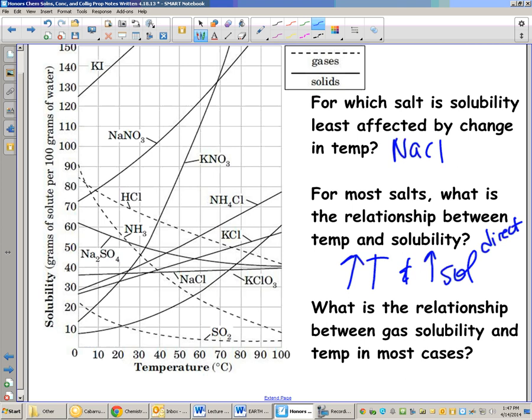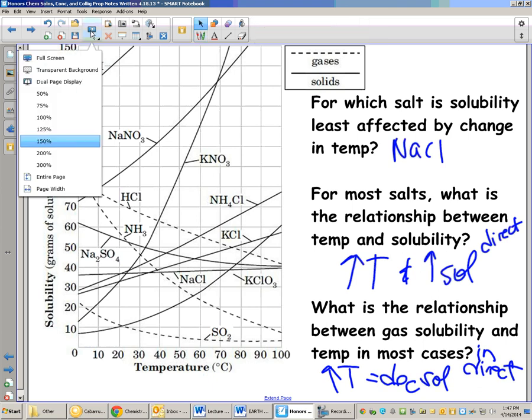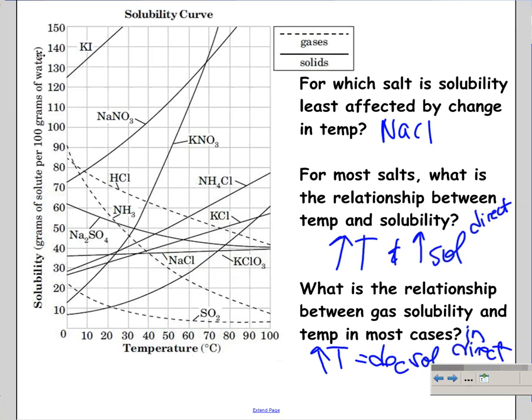All right, what did you guys say for the last one? Temperature. Increased solubility. Indirect, right? Cool. All right, so this is common sense day, and I think most of us are pretty aware of this stuff. You can see that the lines that change less are the horizontal lines, that's sodium chloride in this case. The relationship between solubility of salts and temperature is direct.